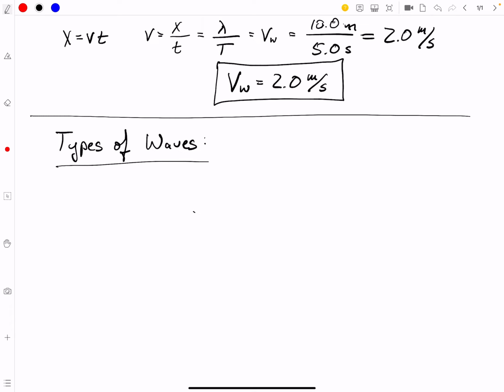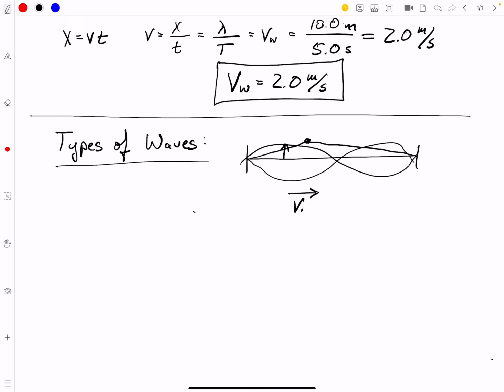There's the string gets plucked wave. So you're plucking right here the string, and then you let it go, and then it sets up its vibrations accordingly, which have an amplitude here. The wave velocity would be in this direction, and our amplitude is perpendicular to it.